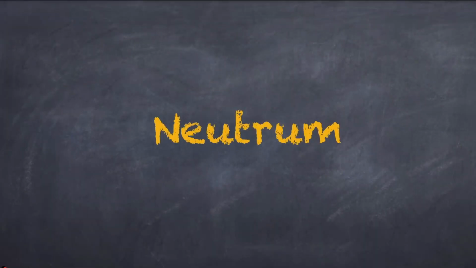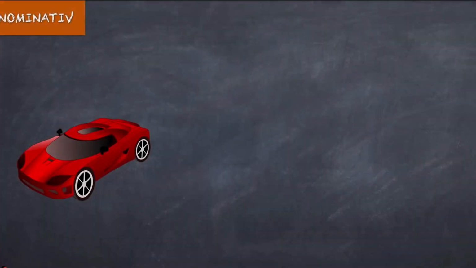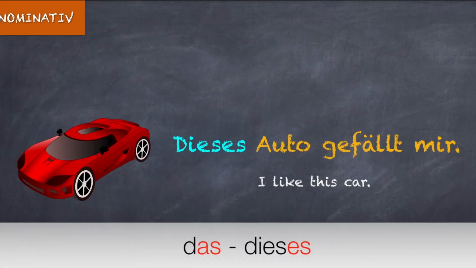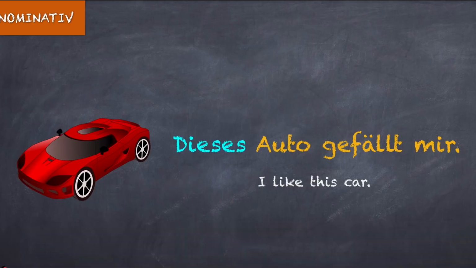Now we can move on to the next article, Neutrum. Here also you should remember that im Nominativ und im Akkusativ the article does not change. The dative article is the same as the masculine article. Let's look at examples for the demonstrative article. And here's the first example for the nominative case. Dieses Auto gefällt mir. In this case, dieses gets the ending es instead of as from the neutral article das.